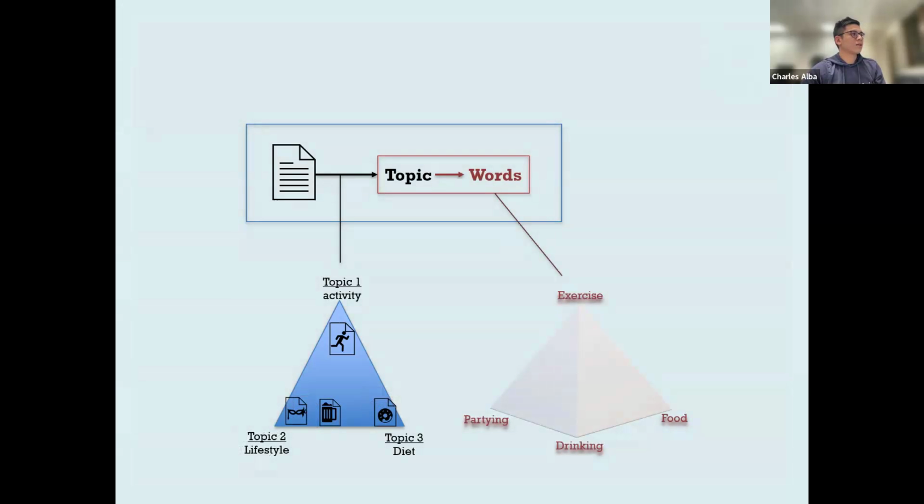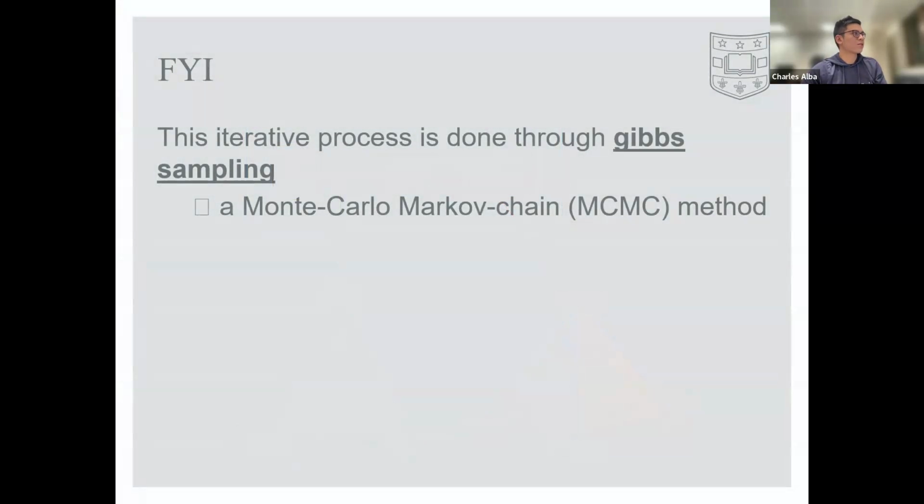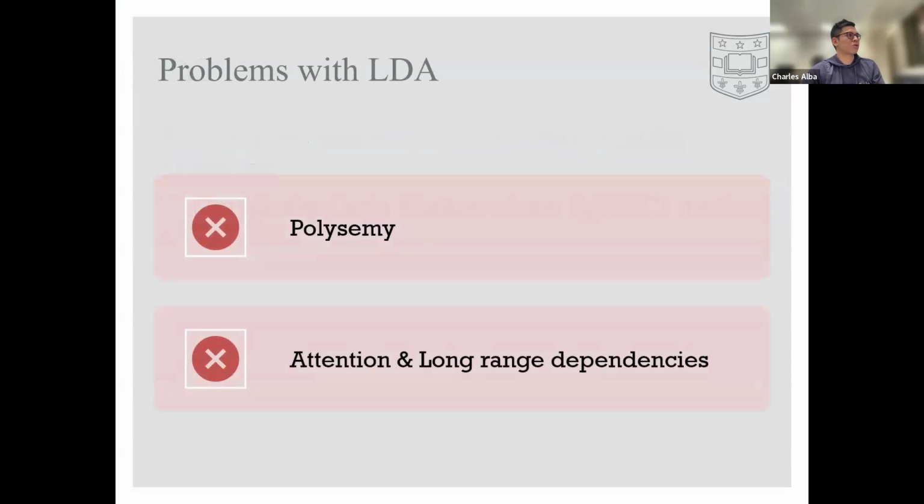And then each of these topics can be represented by words, right? So for example, you have the words exercise, partying, drinking, food. Physical activity would be closer to exercise. Diets would be closer to food, can be close to drinking, but closer to food, right? Lifestyle, probably somewhere in between partying and drinking. And just for information, this is done through Gibbs sampling, which is a Markov chain Monte Carlo method. For those of you who don't know, LDA was made famous by Dr. Andrew Ng. Some of you know him from Coursera, but he was a Stanford computer science professor before he went on to Coursera.